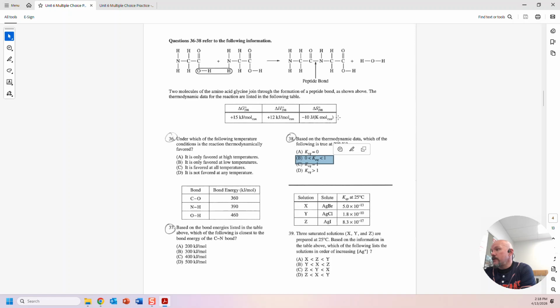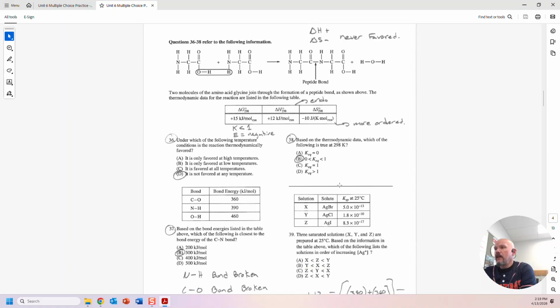Now, another conclusion that should spring to your mind as soon as you see this combination, positive delta H, negative delta S, is the reaction's never favored no matter what the temperature. So that answers number 36. It's not favored at any temperature. That's what those signs tell me. Not the values, the signs. Positive delta H, negative delta S. Doesn't matter what temperature I plug in. If I plug into the equation delta G equals delta H minus T delta S, no matter what number I plug in for temperature, delta G is always going to come out positive. So this reaction is never thermodynamically favored.